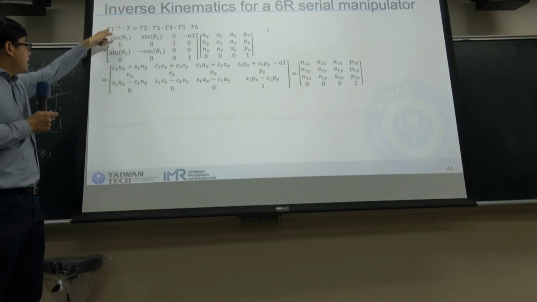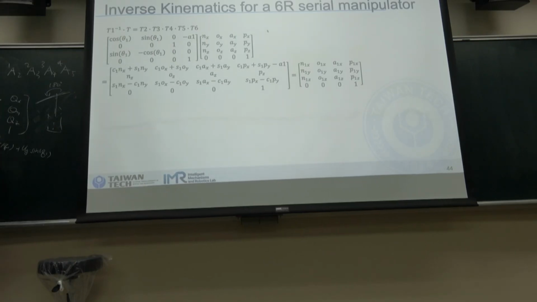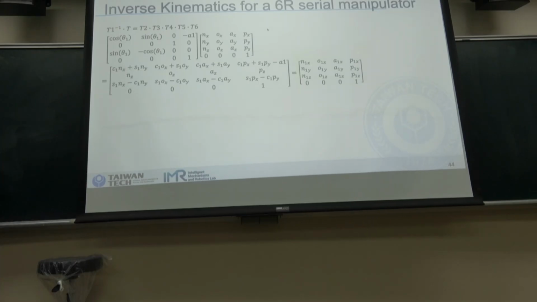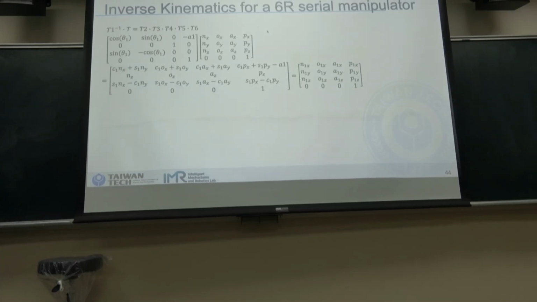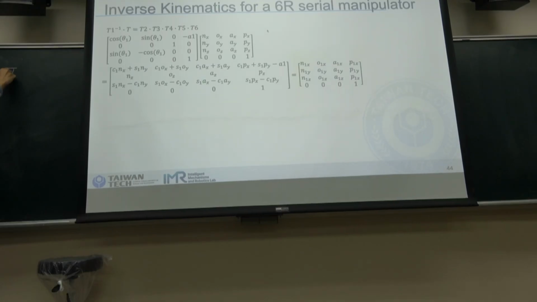This one is T. So we know that for last week's homework, you will have 6 joints.